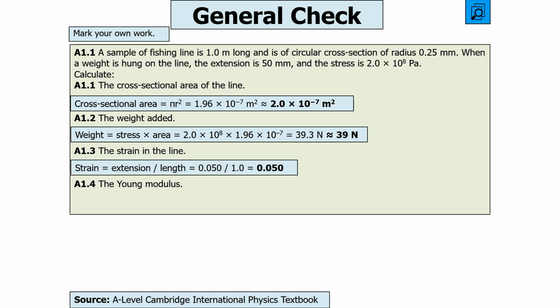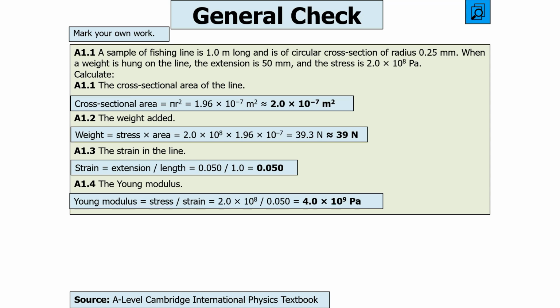Strain is extension over length, keeping in the same units. It's going to be 0.050 meters, divided by 1, it's 0.050, and the Young modulus is stress over strain, so at that point you can do your stress, 2 times 10 to the 8 pascals, over the strain 0.050, it's 4 times 10 to the 9 pascals.